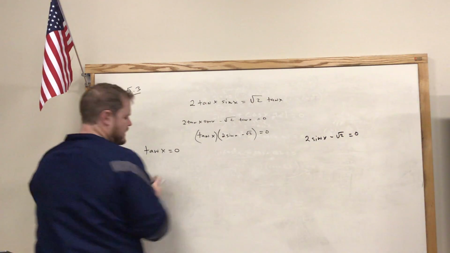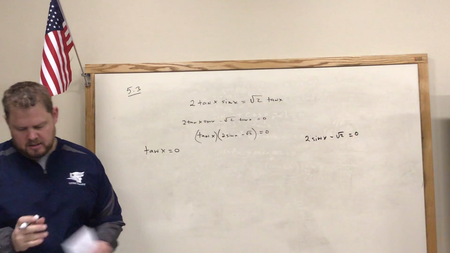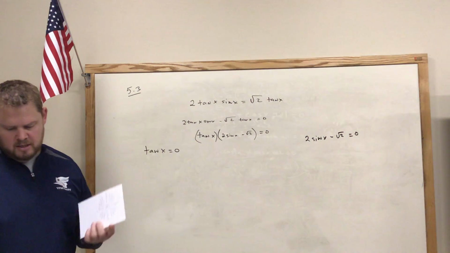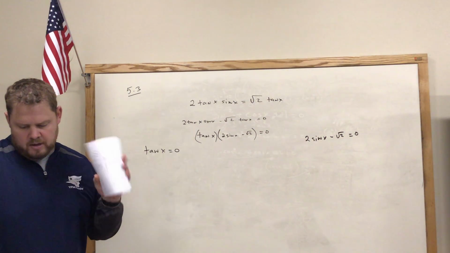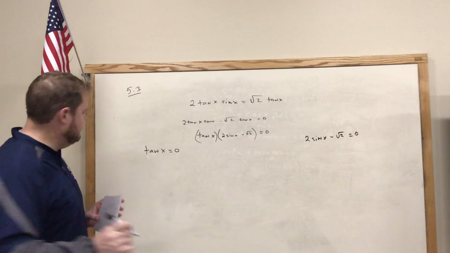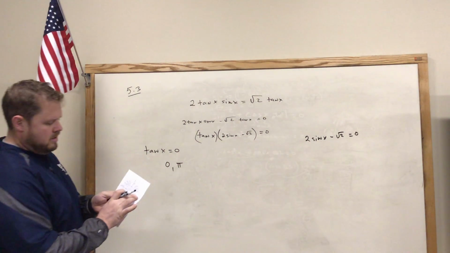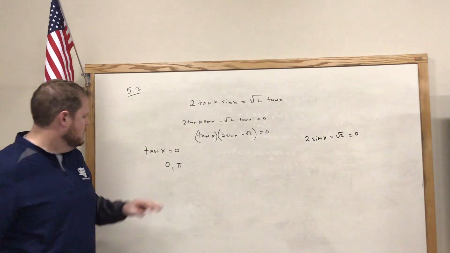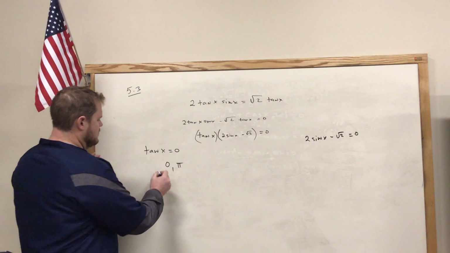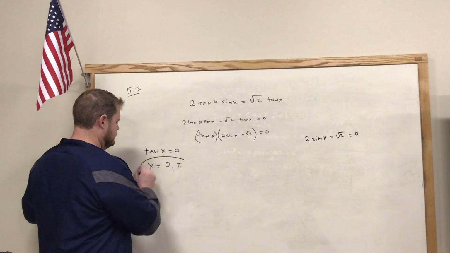So this one's pretty easy. When is tangent equal to 0? There's two times: at 0 and at pi. Okay? All right, so there's your two answers so far.